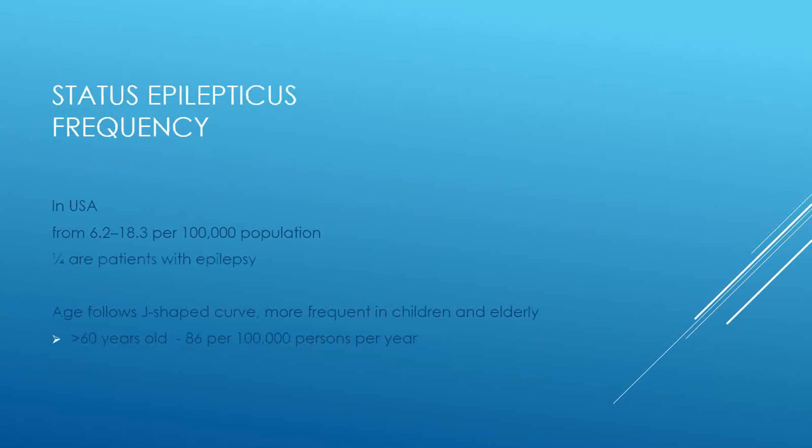How frequently does it happen? In the United States, it's estimated to happen in between 6 and 18 per 100,000 people. About a quarter of these patients are patients with epilepsy. Age follows a so-called J-shaped curve, meaning there is a peak in early age, less than 12 months old, usually because of an underlying neurological condition that causes seizures. And then in the elderly, over 60 years old, it is 86 per 100,000 per year.